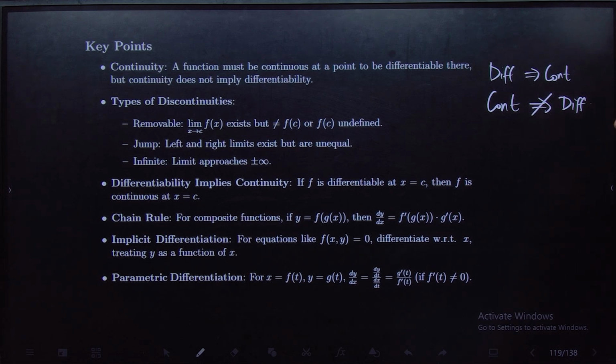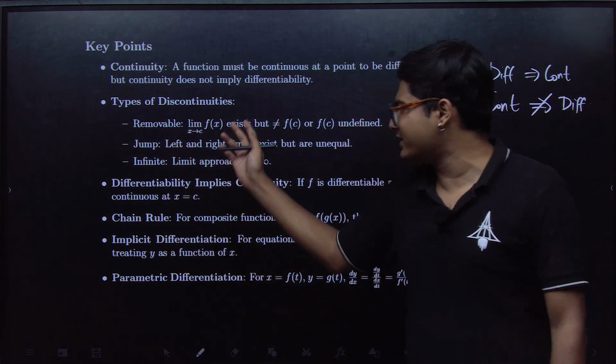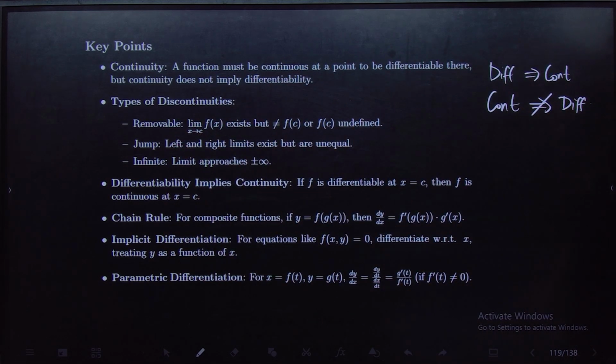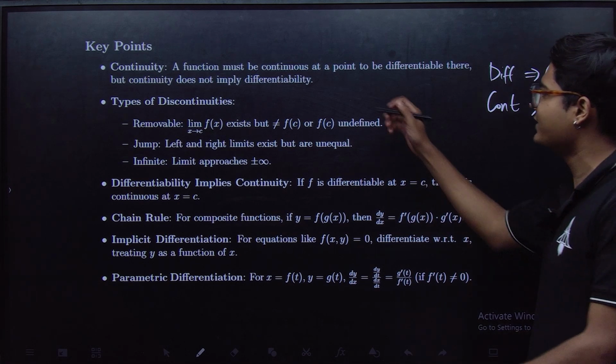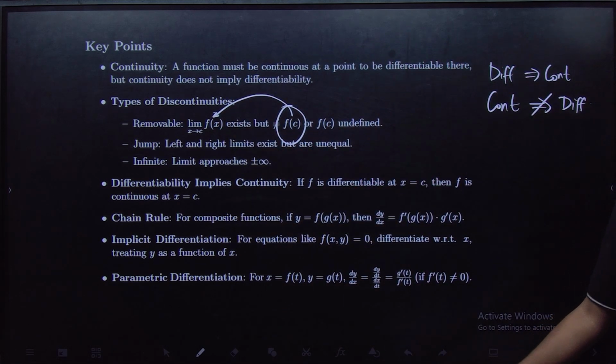Removable types of discontinuities. There are three different types of discontinuities that we'll talk about. First one is removable, right? If the limit exists, but it's not equal to f of c, or if f of c is undefined, in that case, if we just define the value of f of c to be equal to this limit, then we can remove the discontinuity, right? So this is known as a removable discontinuity.